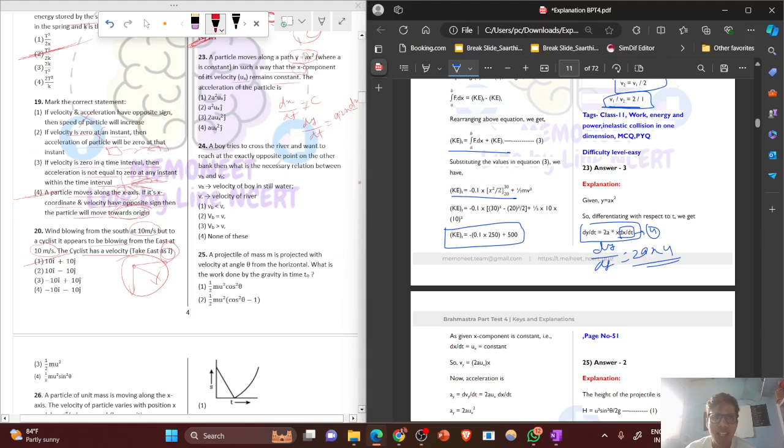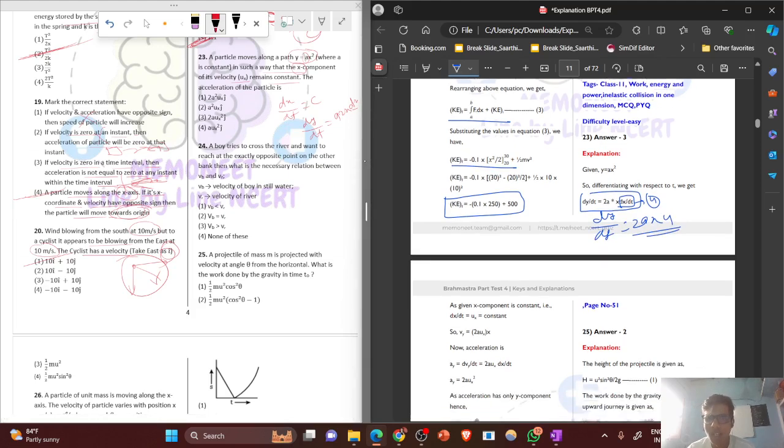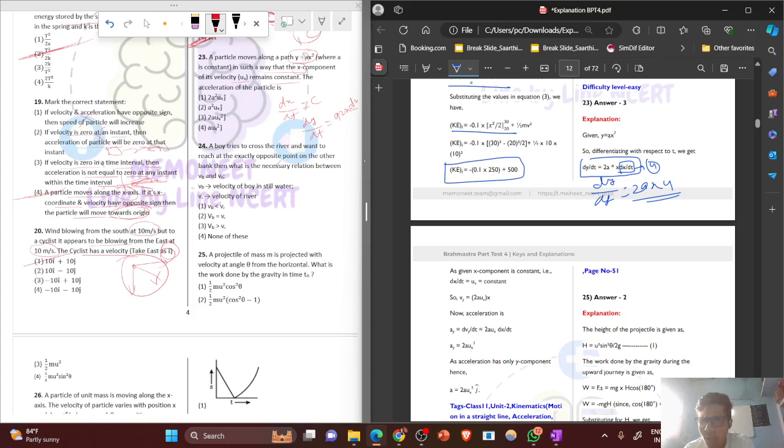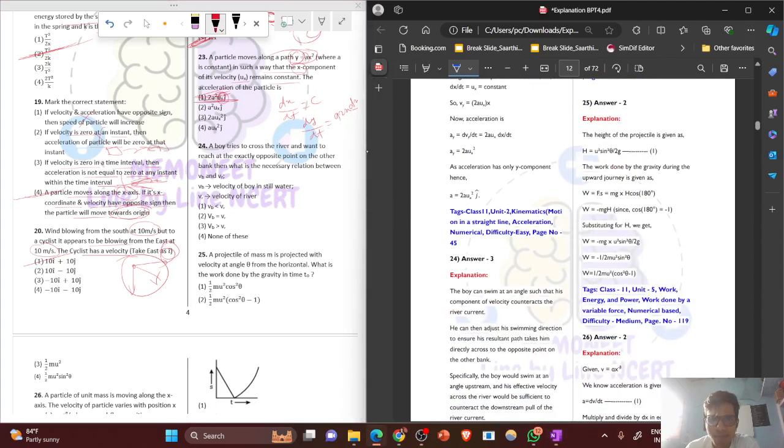Now what is it asking? The acceleration of the particle. You can calculate it by d square y by dt square, which equals 2au dx by dt. Again it is u, so 2au square simply becomes 2au square. Here u represents the x direction velocity, and the acceleration is in the direction of j cap. Only j cap is mentioned because y generally represents j cap, not always; it depends on the question.